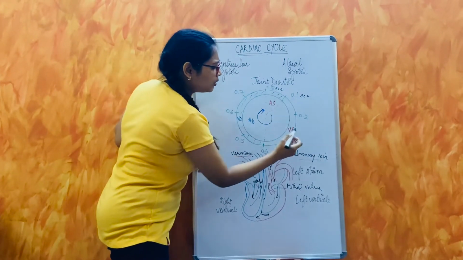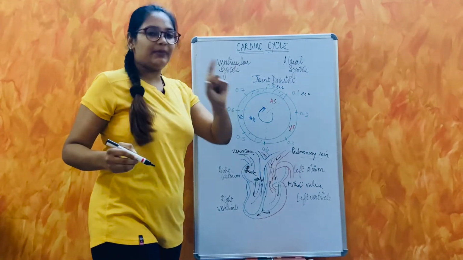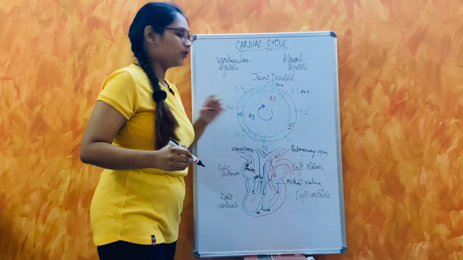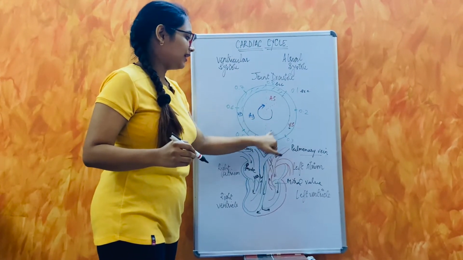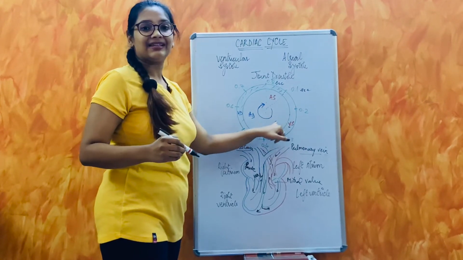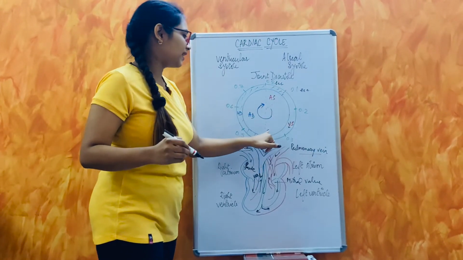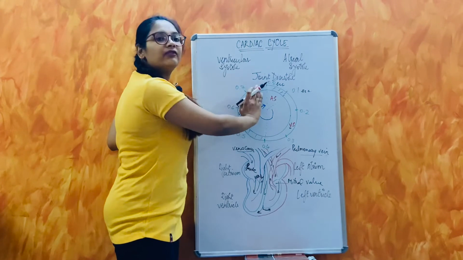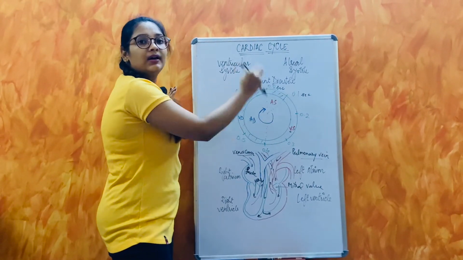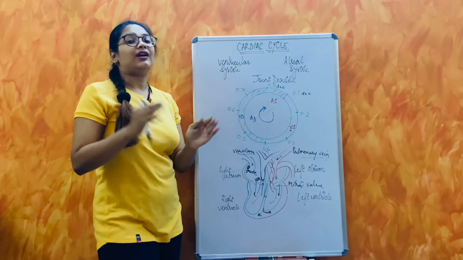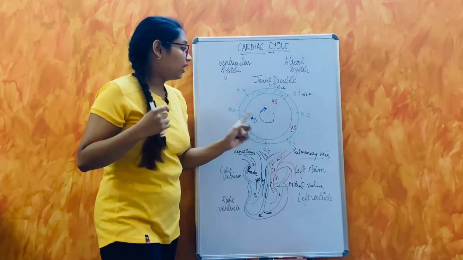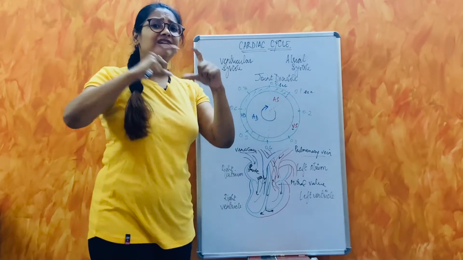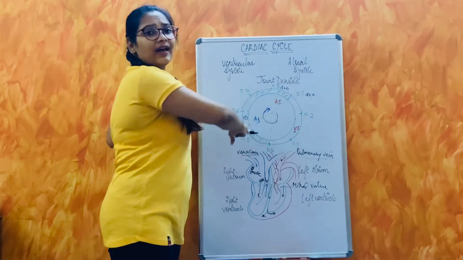So ventricular systole lasts for about 0.3 seconds, from 0.1 second to 0.4 second. So in half of the cardiac cycle, most of the systole has been covered, and in the other half of the cardiac cycle, both the atria and the ventricles are in diastole, that is, in the relaxation phase. This cycle is very important so that you can memorize the time period for which systole and diastole take place.